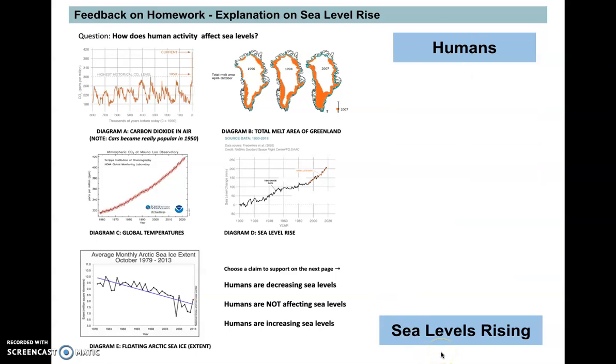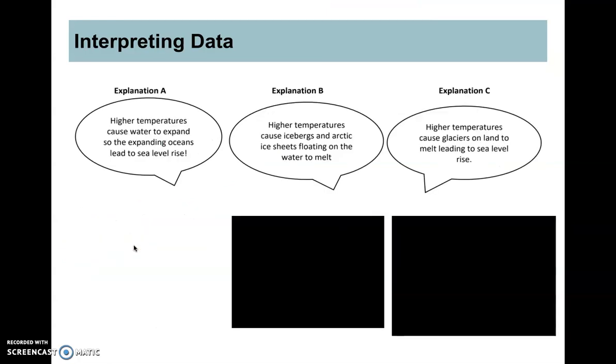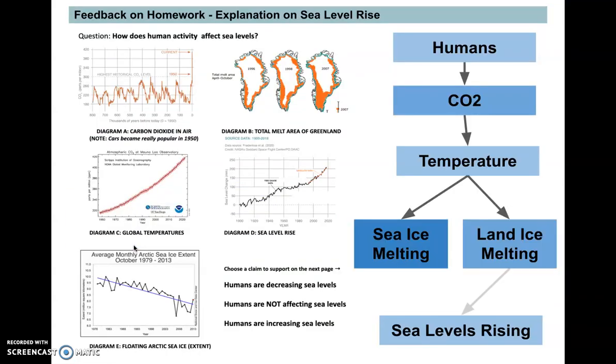All right, so then the question is, do both of these things melting cause sea levels to rise? Well, we know from class on Monday that melting icebergs, melting ice in a glass of water, that's not going to cause the water level to rise. Instead, it's going to be melting land ice, or just the fact that higher temperatures cause water to expand. And just by expanding, the water would cause water levels to rise. All right, so now I'm just going to have an arrow pointing land ice melting to sea levels rising. Okay, so now let's take a look at the explanation.